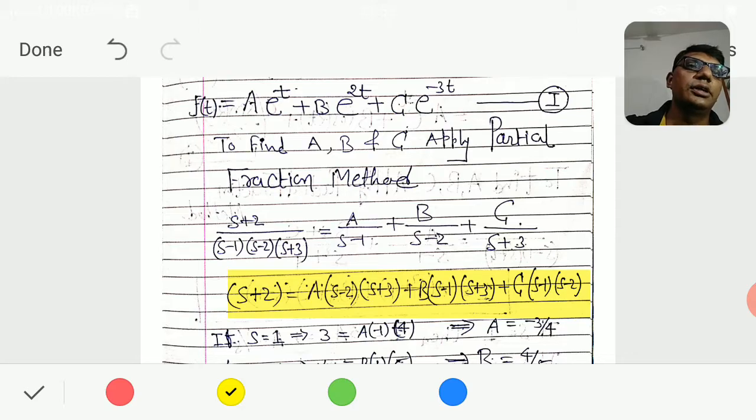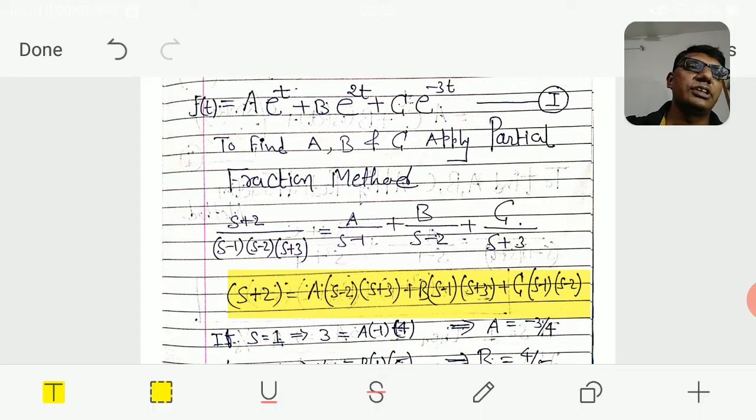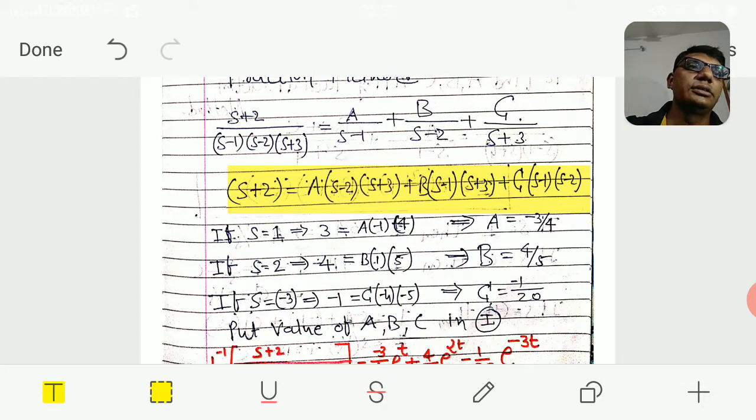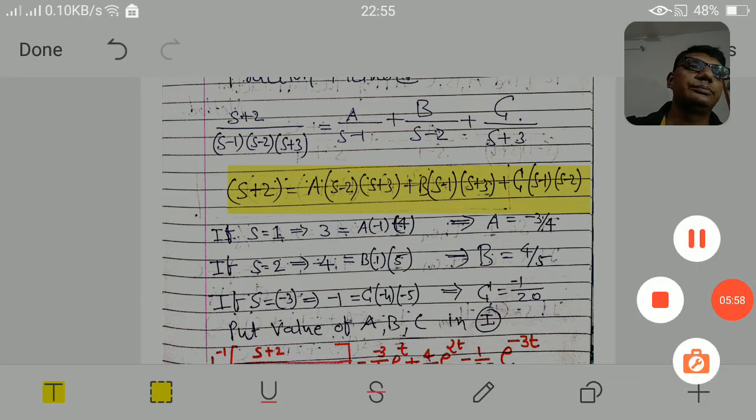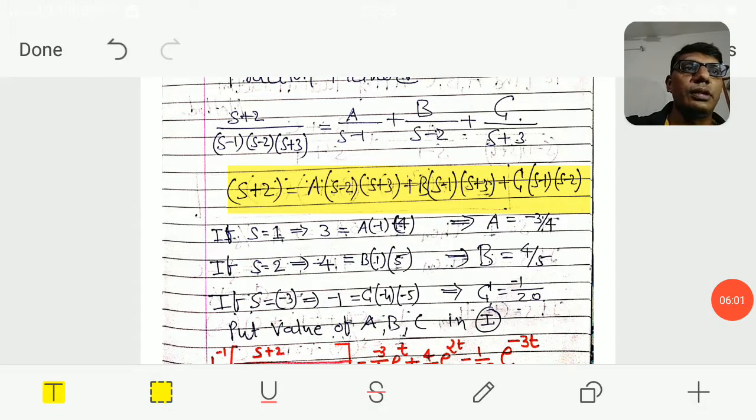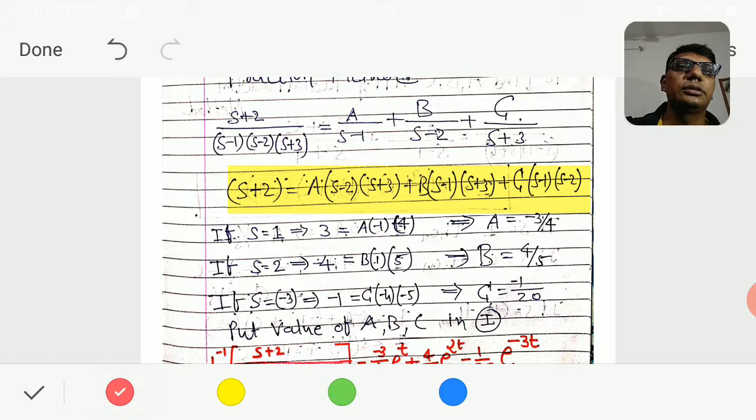Now we will put in different values of s in this term. Here we find the values of s, like s equal to 1, because we want to find a, and in the denominator of a, s minus 1 is given, so I am taking s equal to 1 here. If we take s equal to 1 in this yellow portion, then the left hand side will be 3 and on the right hand side these two terms are 0.